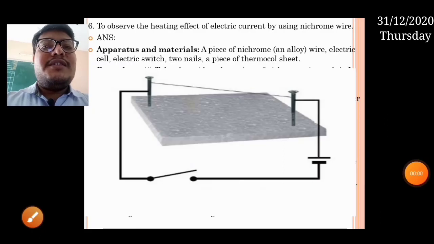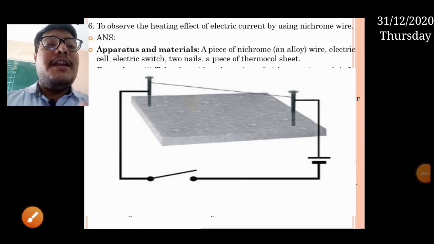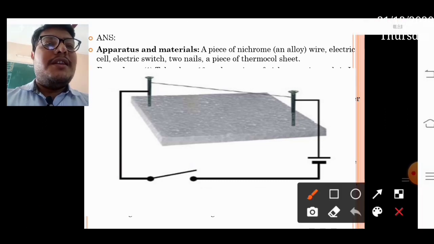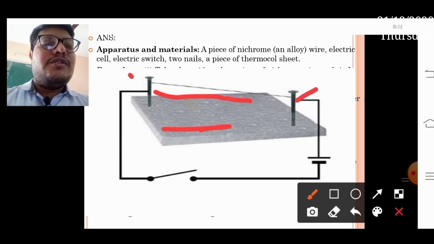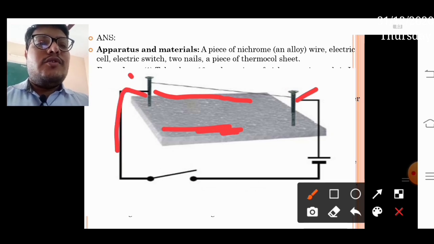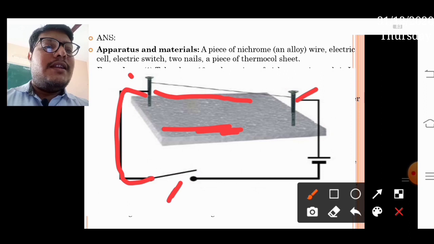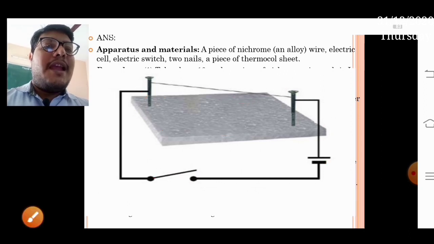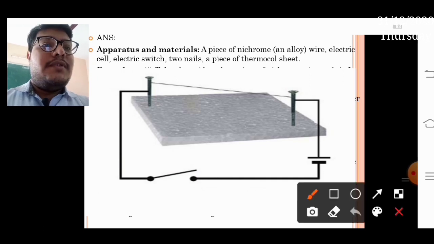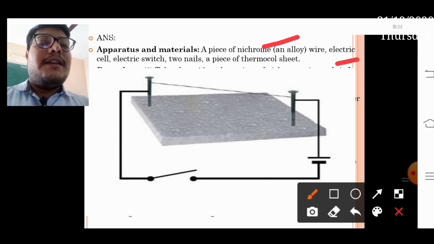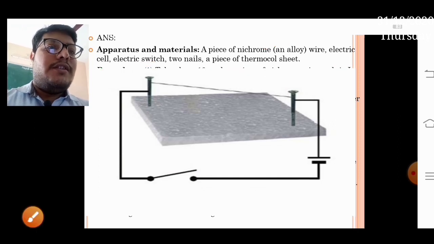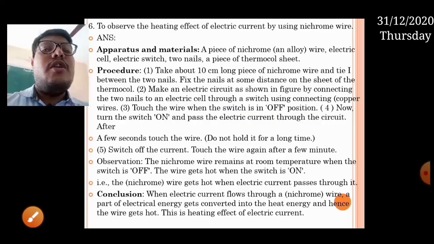Okay, so now let's go for question number 6, that is to observe the heating effect of electric current by using nichrome wire. Here in the figure you can see this is your nichrome wire, these are two nails, right? This is your thermocol sheet, this is copper wire, this is your switch, and this is your cell. Okay, so which apparatus is required here? You can see a piece of nichrome wire, which is an alloy, electric cell, switch, two nails, and a piece of thermocol sheet. Okay, so let's see the process now.